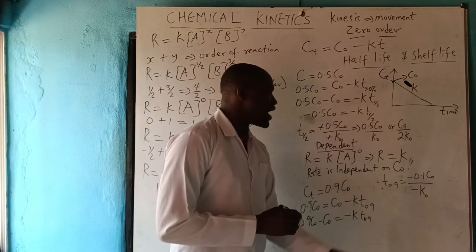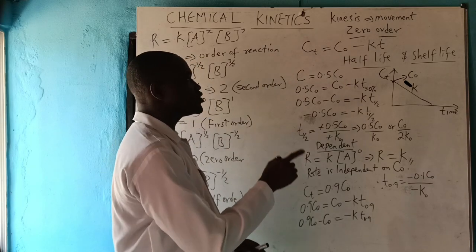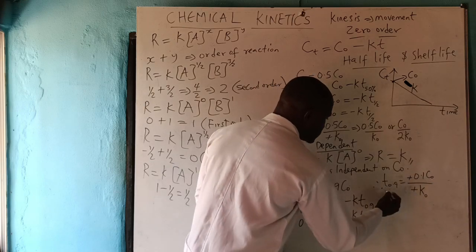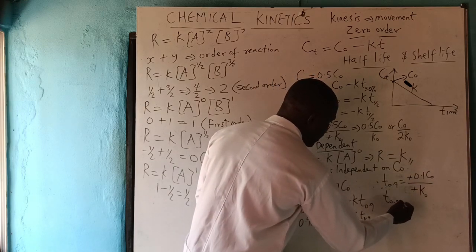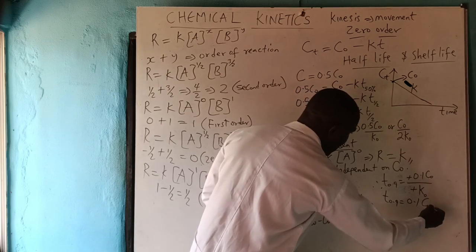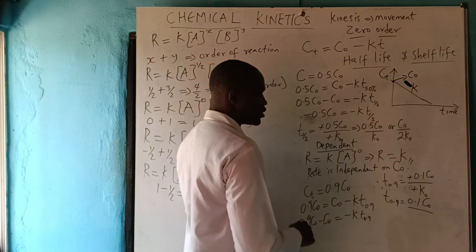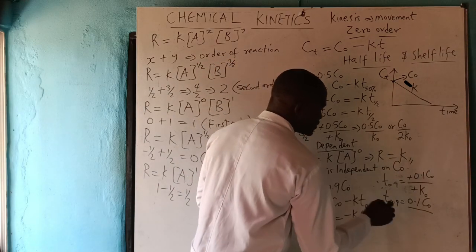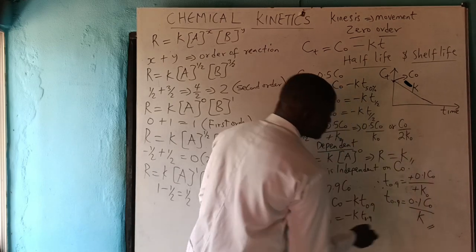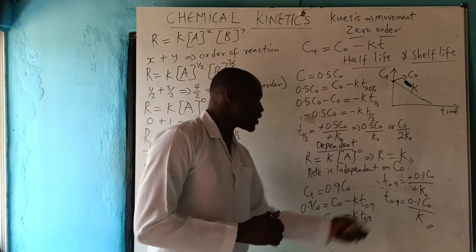Now, the shelf life of a zero order reaction, or the expiry date of a zero order, can be calculated using this formula. T 0.9 equals 0.1 times the initial concentration all over the decay constant, or the rate constant. Every substance has its decay constant, so you plug it here.